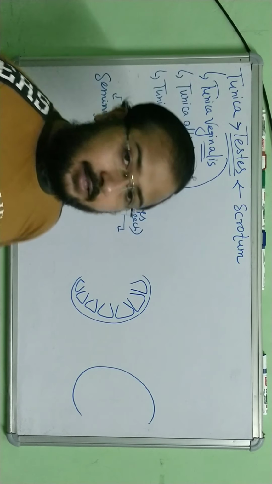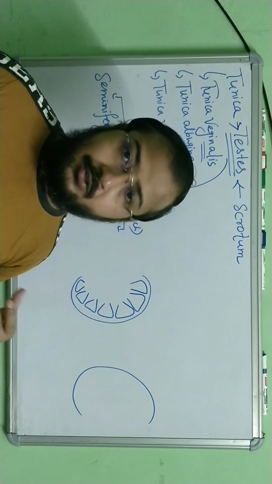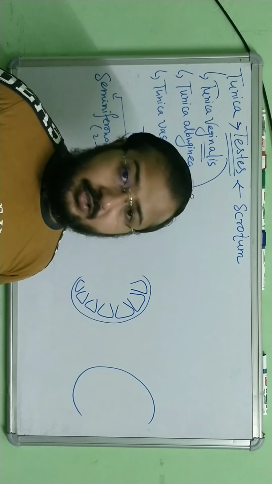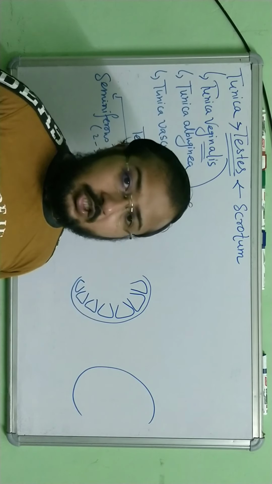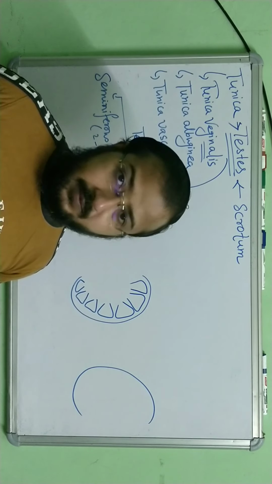So total how many is coming? Total there are 250 compartments, 250 lobules. So 3 into 250, it's 750. So minimum 750 seminiferous tubules are there in each testis. So it may be from 750 to 1000. It differs.